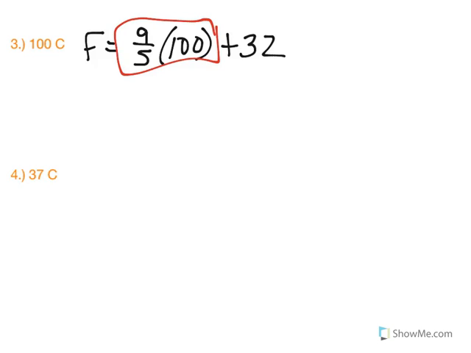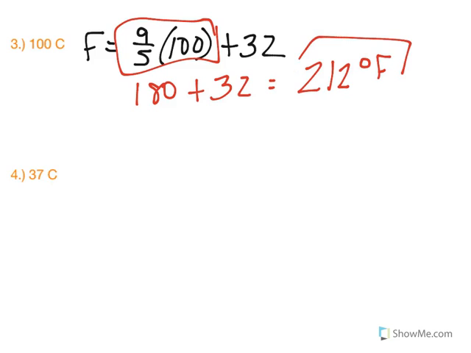So I do this part first, and I end up with 180, and I add 32, and that gives me 212 degrees Fahrenheit. And you might have known this already from the Celsius mark, but that is boiling. 100 degrees Celsius, 212 degrees Fahrenheit is the boiling temperature of water.